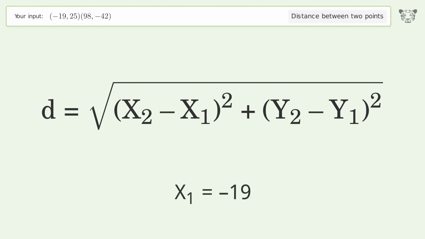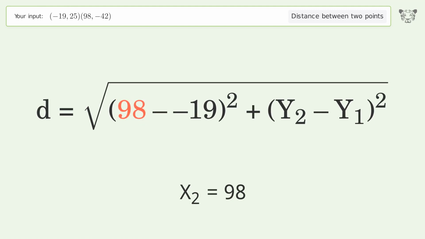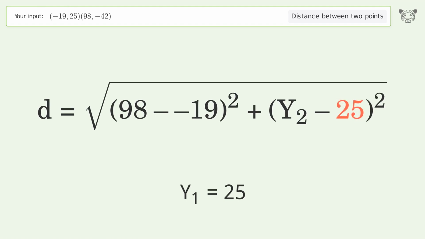x1 equals -19. x2 equals 98. y1 equals 25. y2 equals -42.